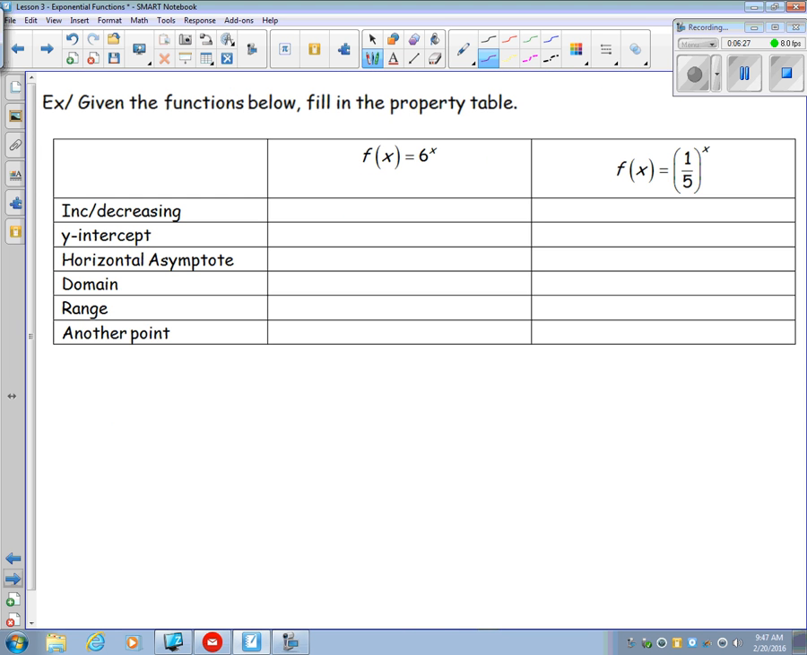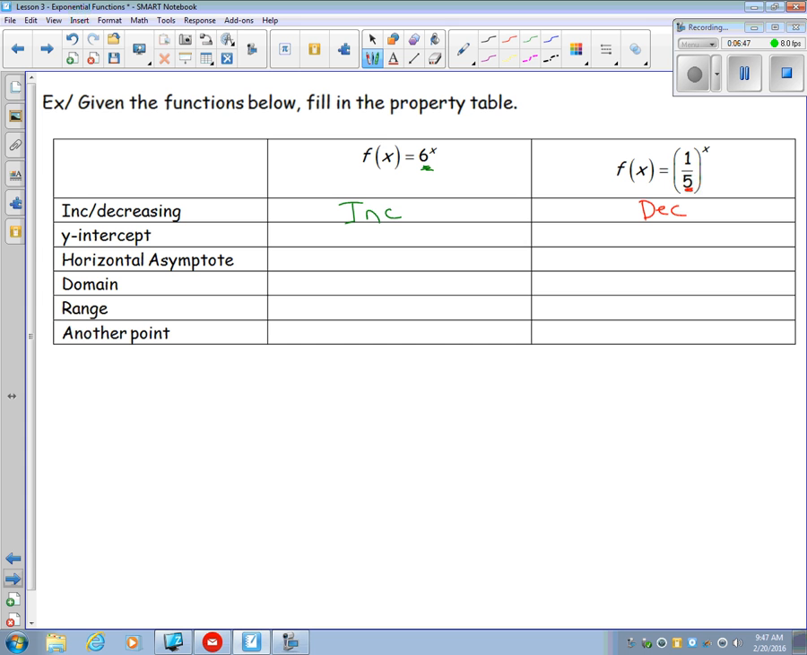Okay, so let's take a look at these things. So based on the same idea, without looking at a picture this time, can we figure out some of the same properties? Is this going to be increasing or decreasing? How do I tell? Well, my base tells me whole numbers are increasing. Okay. Fractions decreasing.